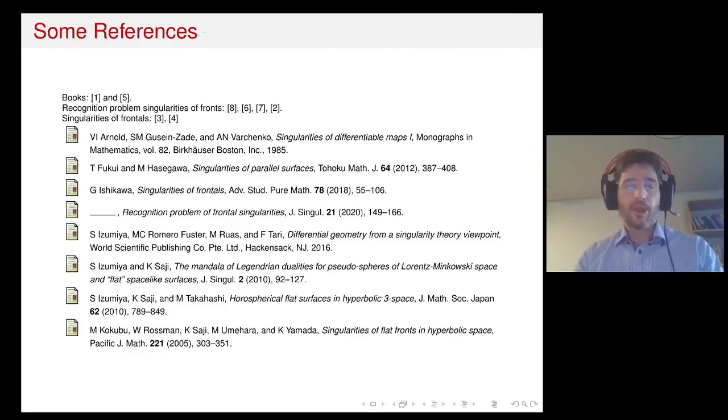Okay, so the next part of my talk will be about spherical surfaces.